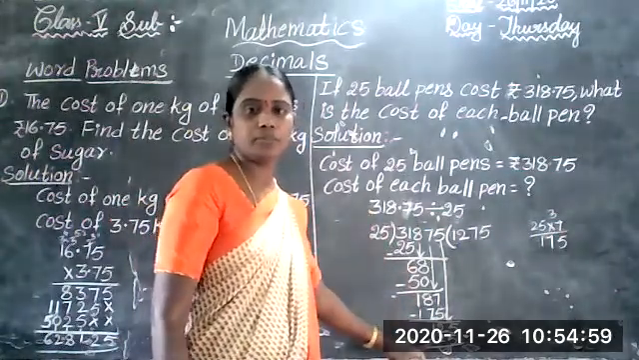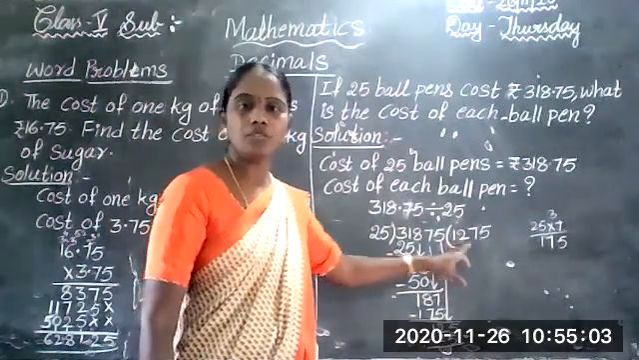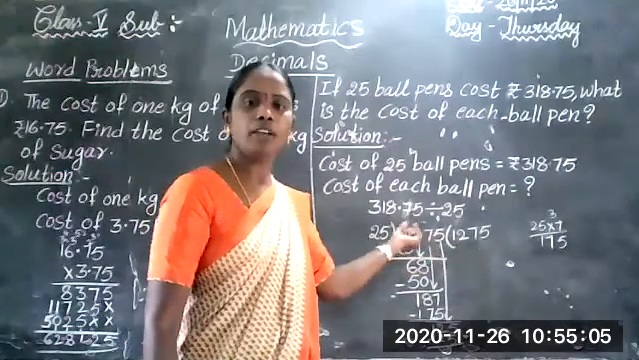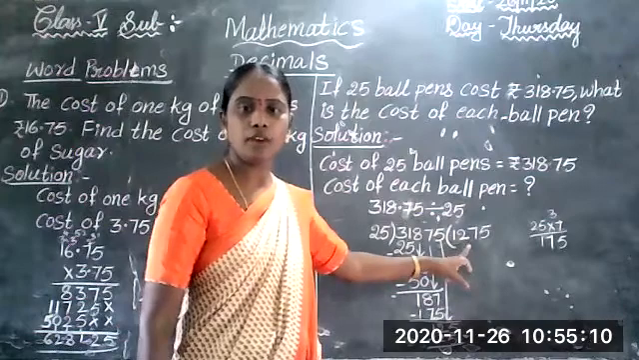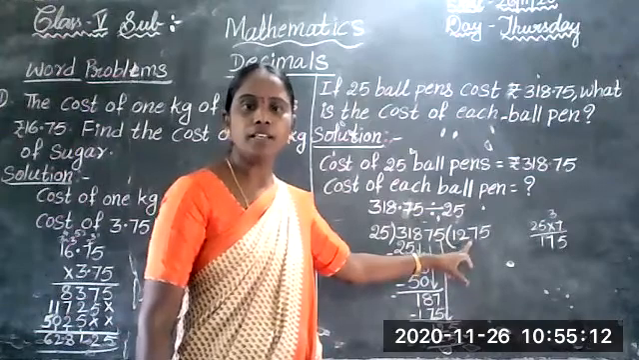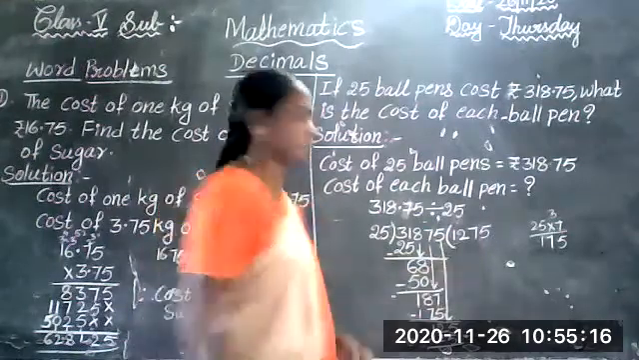Here the remainder is 0. Now what is the quotient? 1275. But a point is there. 2 numbers are after the point. So we have to put the point 2 digits from the right, 12.75.